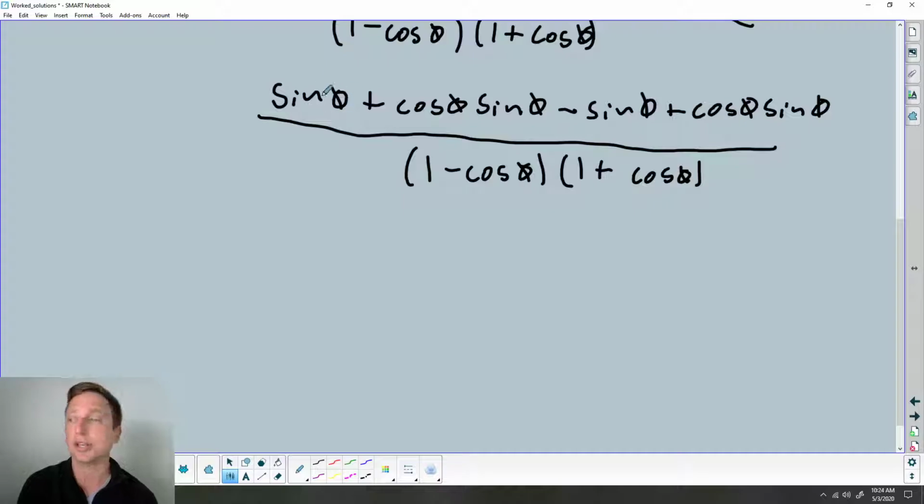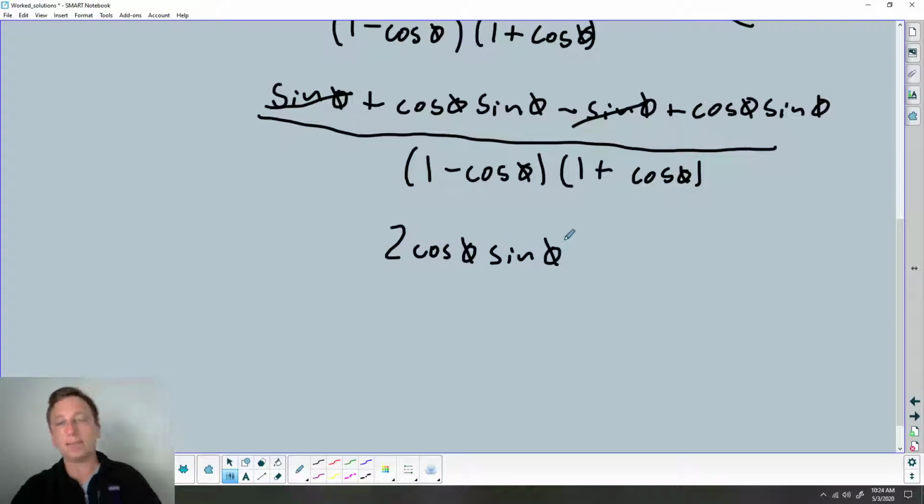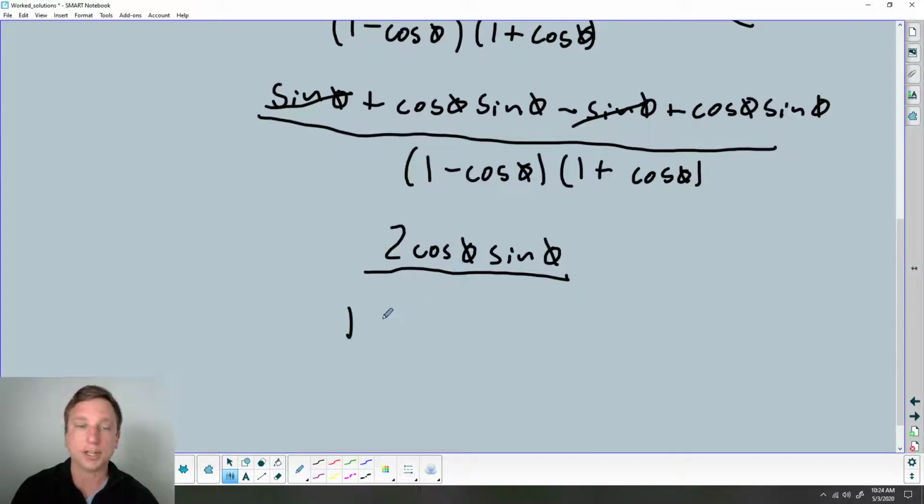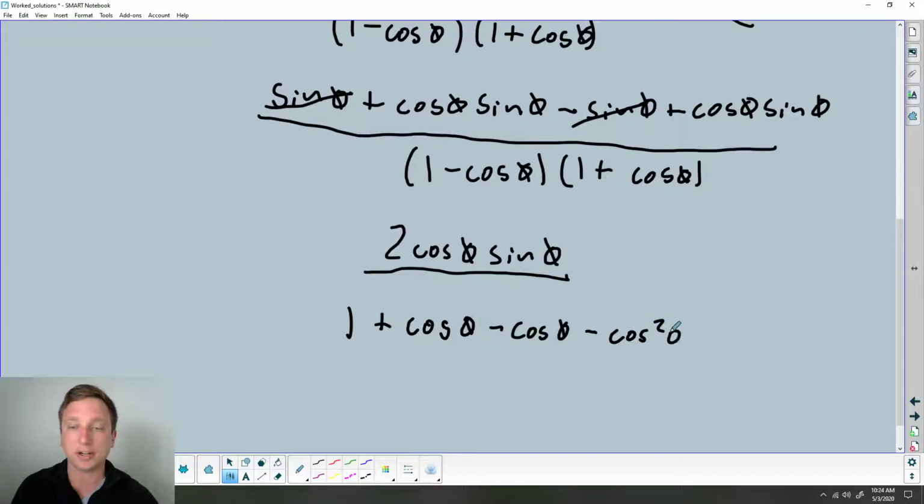So I'm not going to expand that out yet because I want to see what happens in the numerator. Cleaning up our numerator now, sine theta cancels with negative sine theta. And then we have a cosine theta sine theta plus a cosine theta sine theta. So we have 2 cosine theta sine theta in the numerator. And now I'm not seeing anything that's going to reduce with the denominator as it is right now. So I'm going to multiply that out. 1 times 1 is 1. 1 times cosine theta is a positive cosine theta. Cosine theta times negative 1 is a negative cosine theta. So those are going to reduce. And negative cosine theta times cosine theta is actually going to give us a negative cosine squared theta.